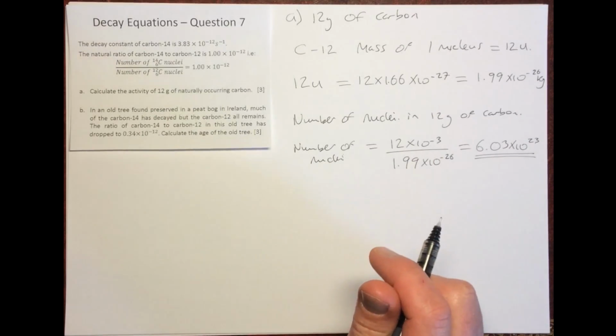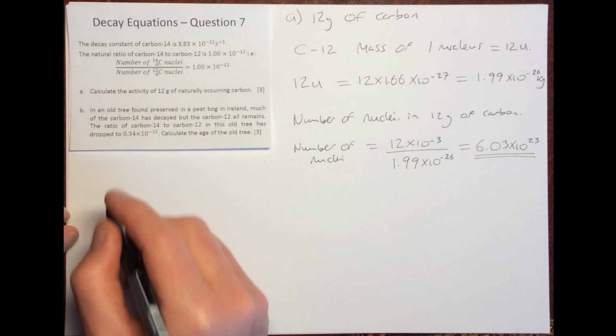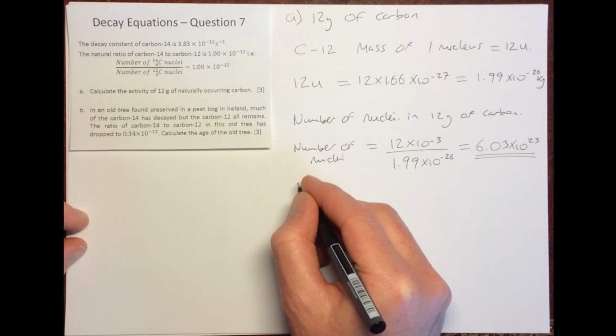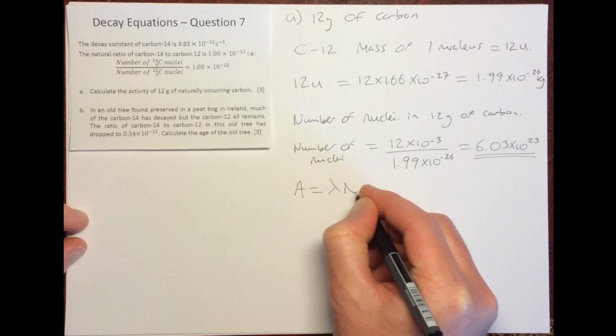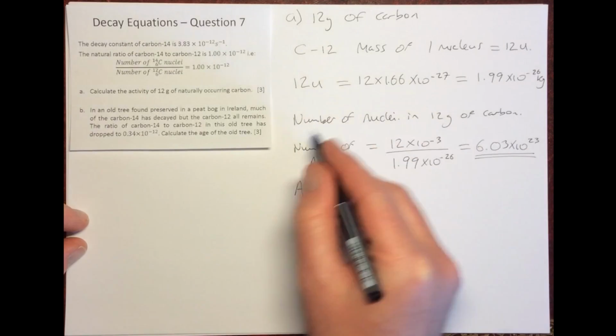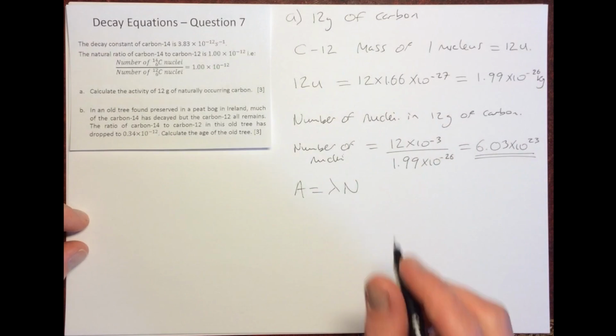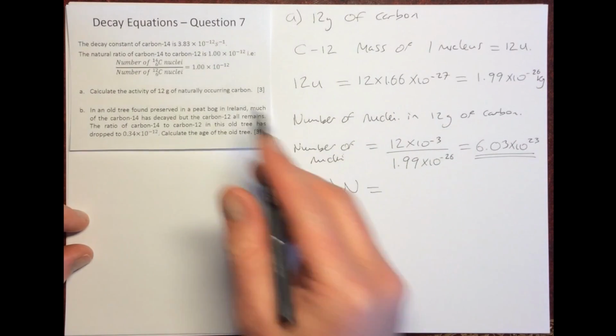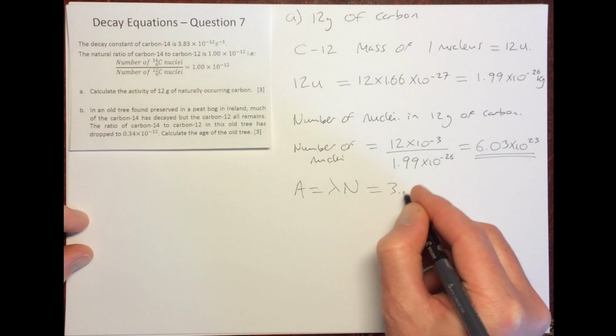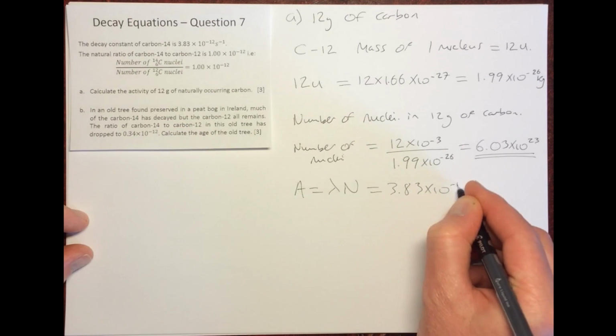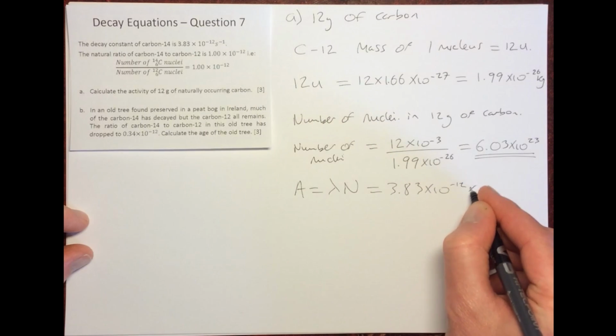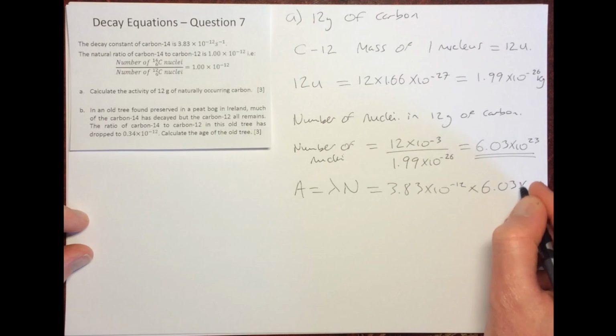Now the next part of part A is just to work out the activity, and the activity A is equal to lambda N. Now that we know the number of nuclei in our 12 grams of carbon, we just need to take the decay constant and multiply that by the number of nuclei.